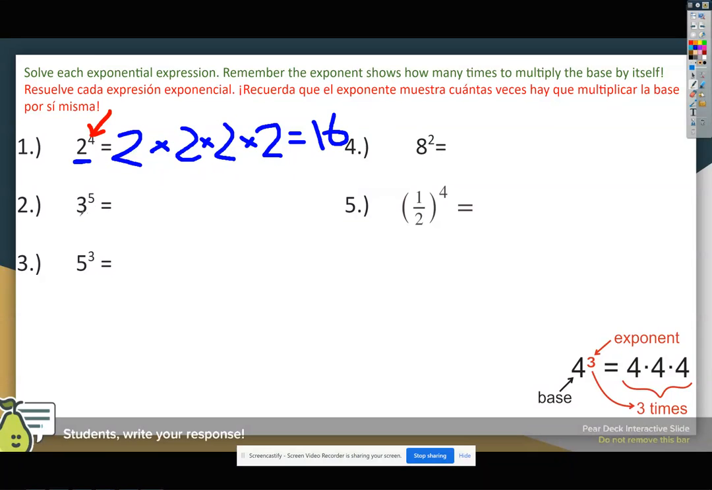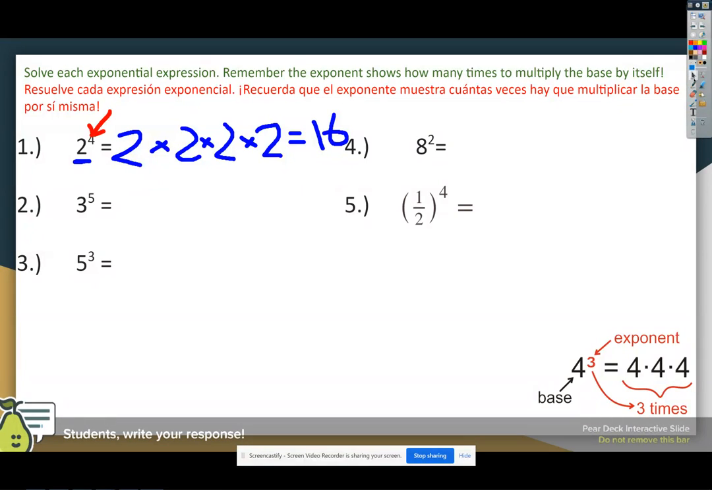So you're going to do the same thing for each of these other problems, and there's more slides to do after this one. And I think that this will be a good start for exponents.